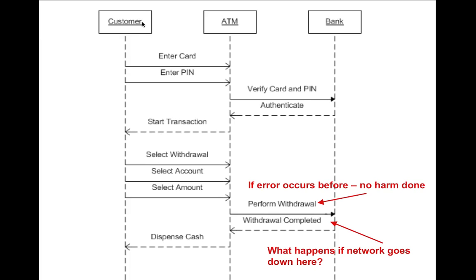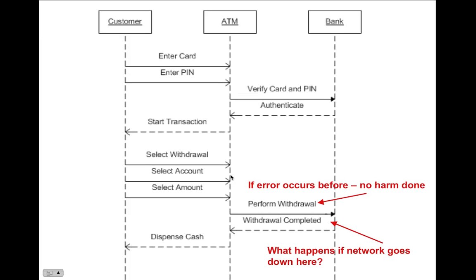Let's make this start working. And then the customer might select a withdrawal, select an account, select an amount, and then if an error occurs before you actually perform the withdrawal, nothing's wrong. We don't really care until we hit the withdrawal from my account. If your money doesn't pop out, you're going to be disappointed because you're not going to have the 20 bucks or 40 bucks or however much you tried to withdraw. So there's no problem up to this point. There's no rollback. There's nothing that really needs to be done.